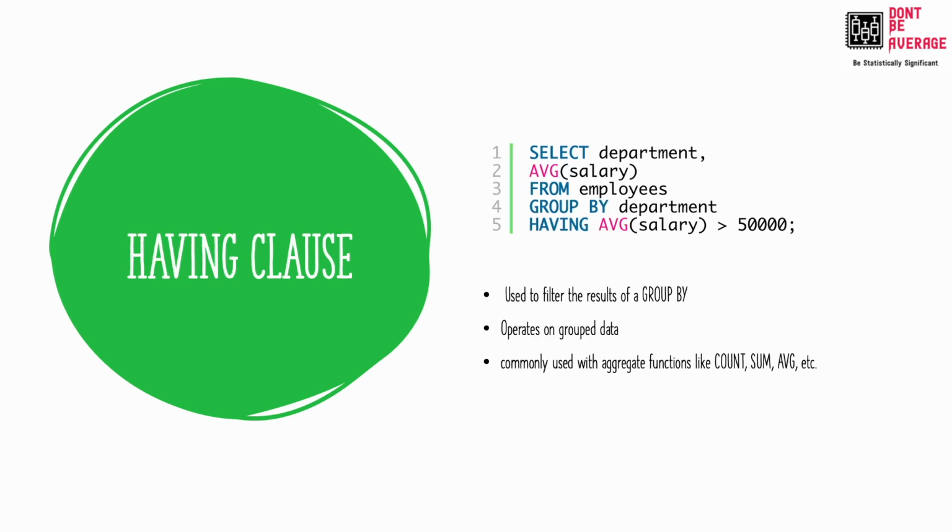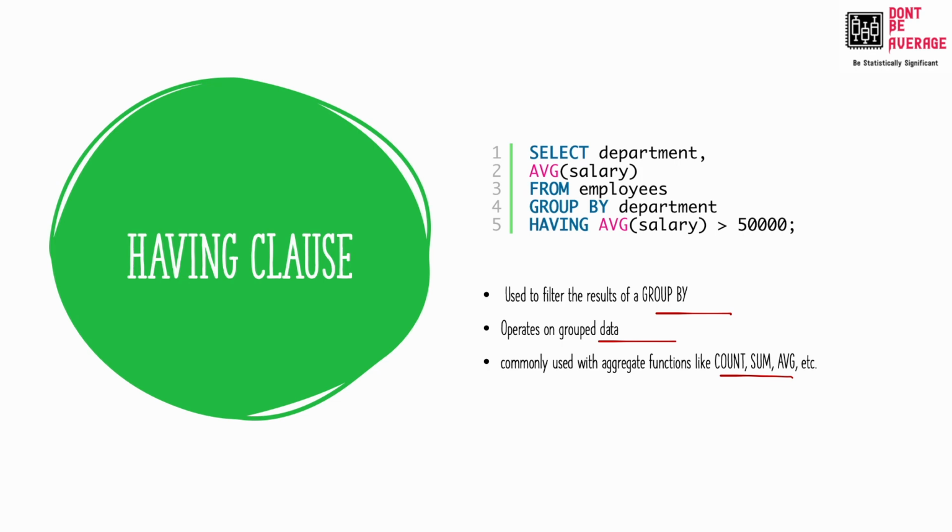HAVING clause is used to filter the results of a GROUP BY query based on a condition or set of conditions. It is applied after the grouping and aggregation operations have taken place, so the HAVING clause operates on grouped data and it filters the groups based on the specified conditions. It is commonly used with aggregate functions like COUNT, SUM, AVERAGE, etc.